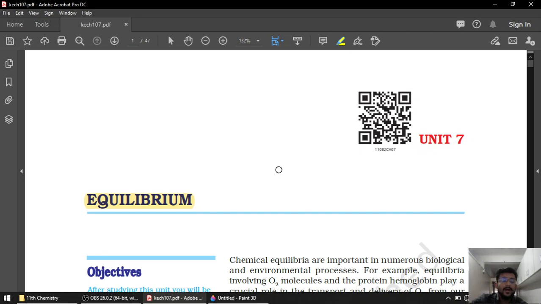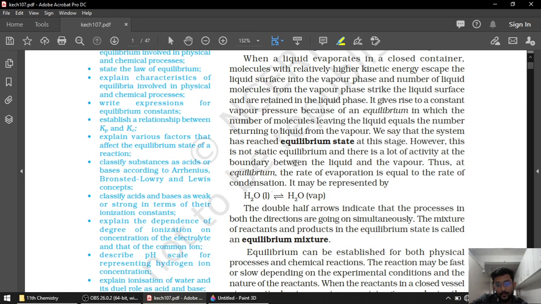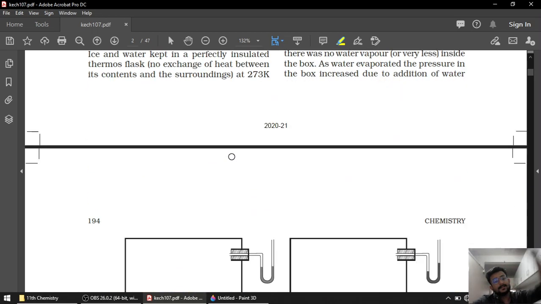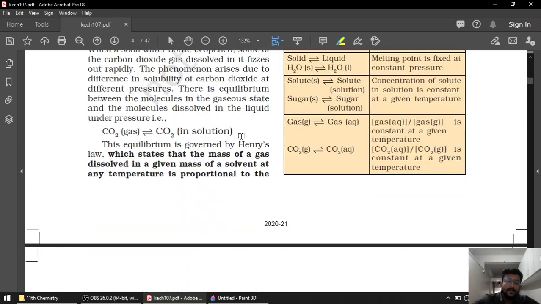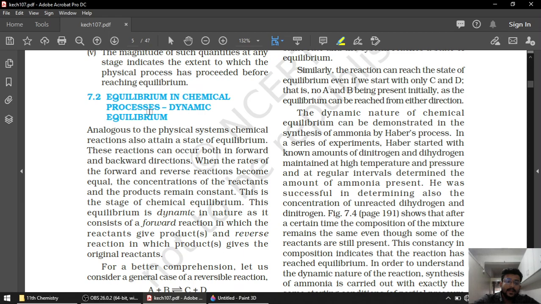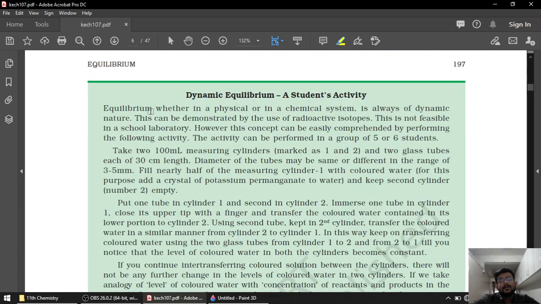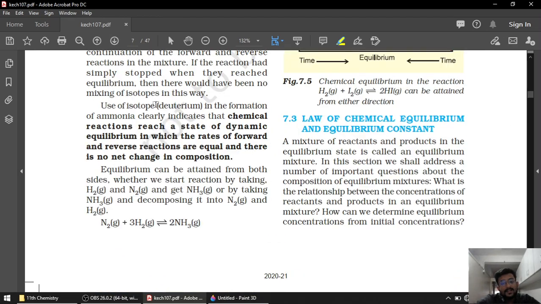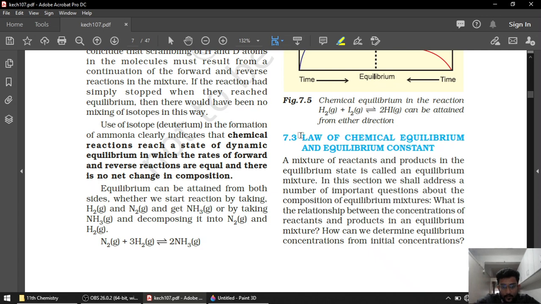Before we start, let me tell you that the introduction, then your first topic, equilibrium in physical process, and after that equilibrium as a dynamic equilibrium in a chemical equilibrium, this much of the topic has been deleted from your syllabus. So we are going to start our chapter from topic number 7.3, law of chemical equilibrium and equilibrium constant.